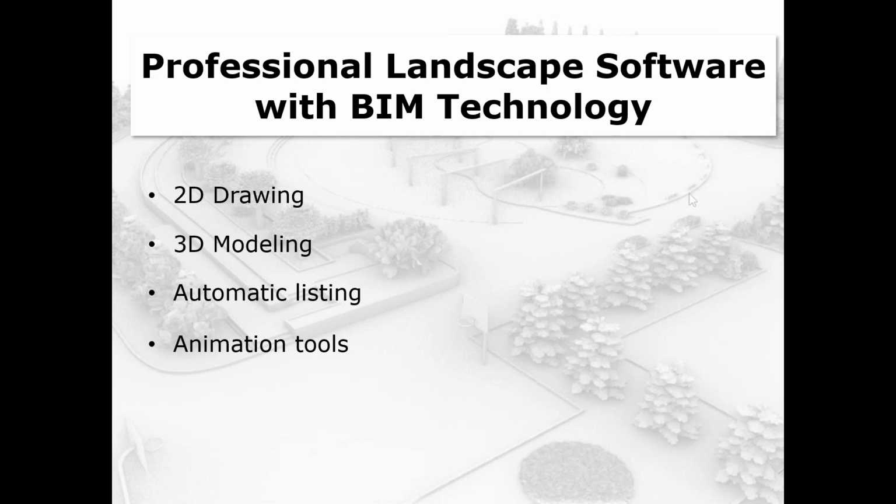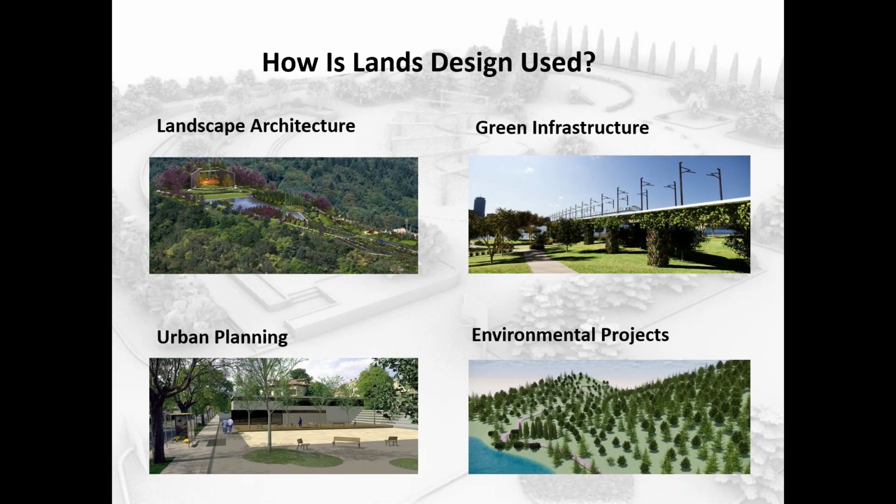It's professional landscape software with BIM technology. It lets you create 2D drawings, model your project in 3D, then it automatically lists the plants and materials, and it lets you create videos and images with animation tools. Land Design is a useful tool for landscape architecture, of course, and also for green infrastructure design in civil engineering, for architecture, in urban planning, and in environmental projects, for example, for modeling forests.